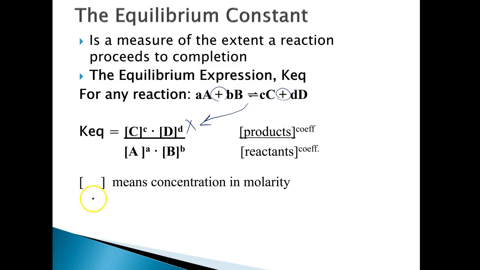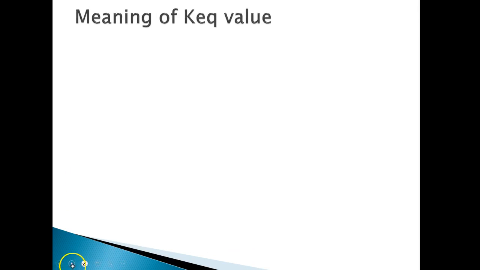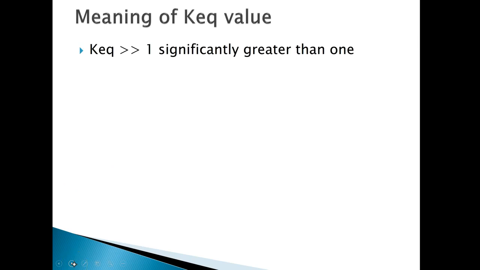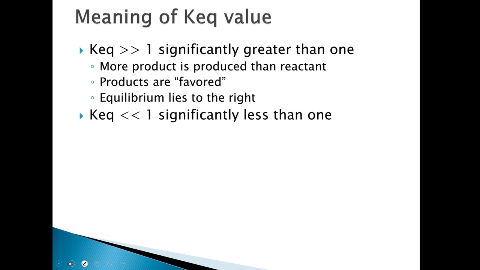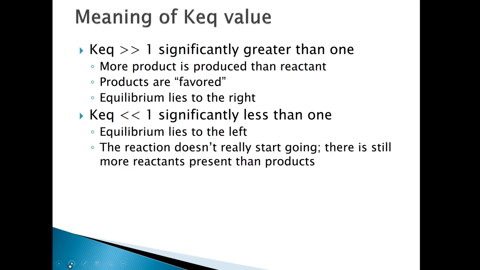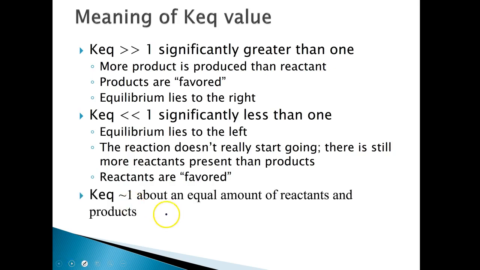Concentration is the bracket thing. It means molarity. And what it means, if KEQ is significantly greater than 1, is that there's way more product than there is reactant. It's almost going to completion. Products are favored. That's the term that they use to describe it. And the equilibrium lies on the right side of the arrow. If it's significantly less than 1, that means the equilibrium lies to the left. You have a lot more reactants than you do products. It doesn't even really start going. It just kind of stays there. And the reactants are favored. If the KEQ is about 1, then it's about an equal amount of reactants and products. That doesn't happen very often.